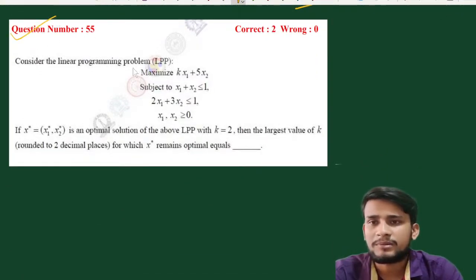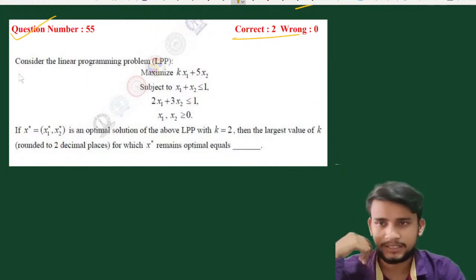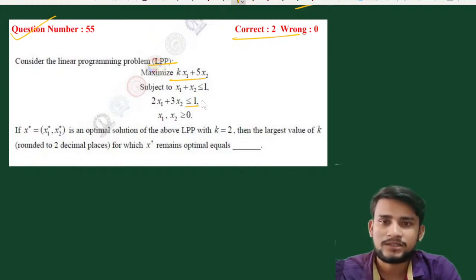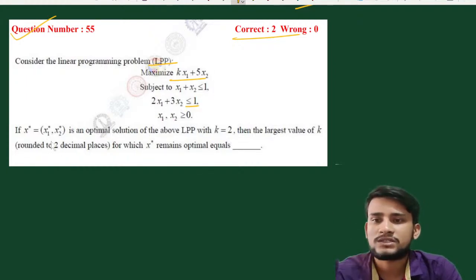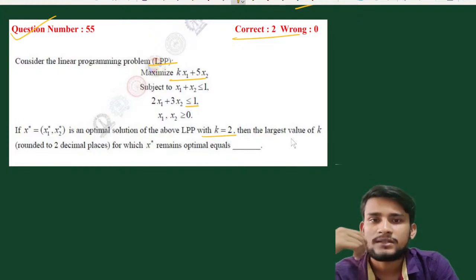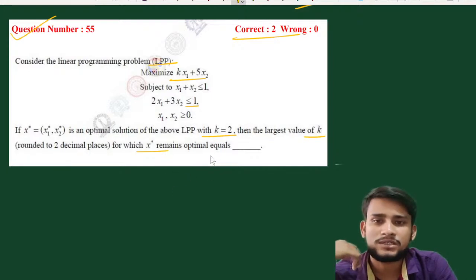Problem number 55. This is also a 2 marks question. Okay, the question is: consider the linear programming problem. Maximize kx1 plus 5x2 subject to x1 plus x2 less than or equal to 1 and 2x1 plus 3x2 less than or equal to 1. If x star equal to x1 star and x2 star is an optimal solution of the above LP with k equal to 2, then find the largest value of k for which x star remains the optimal solution.